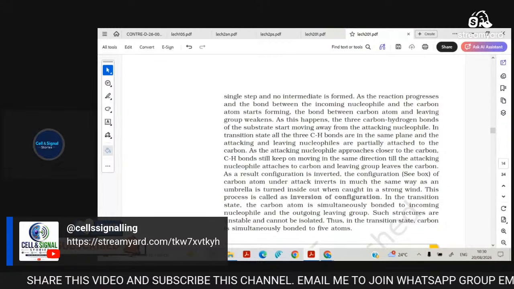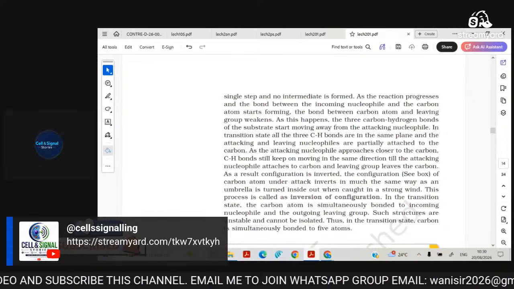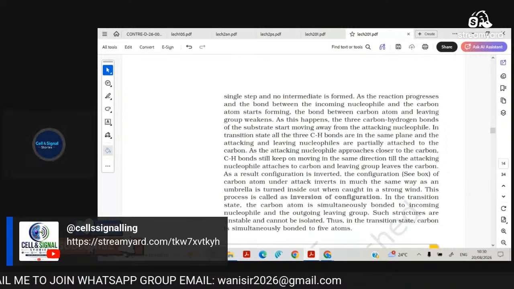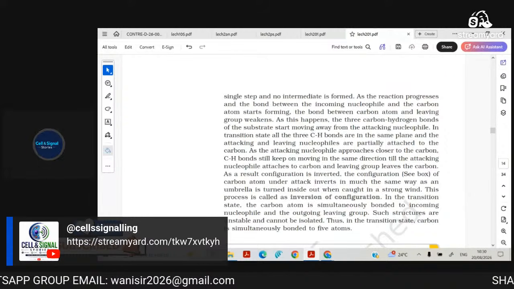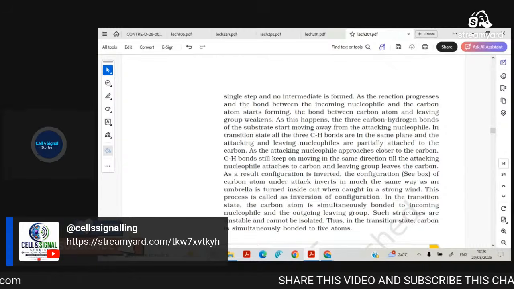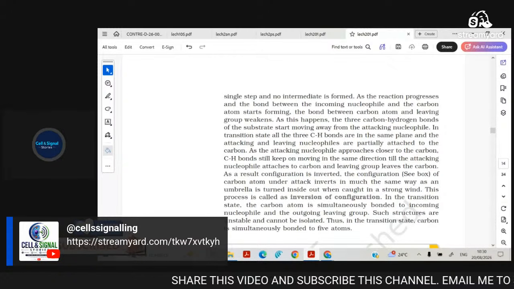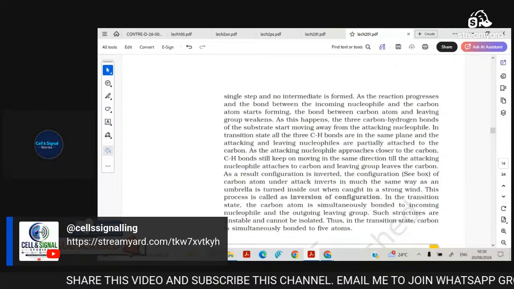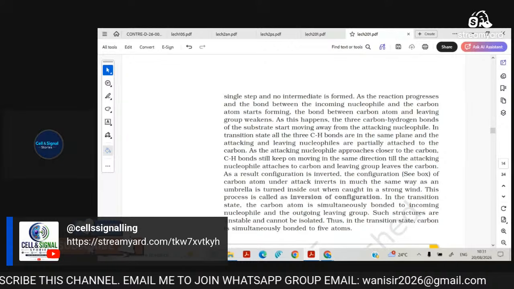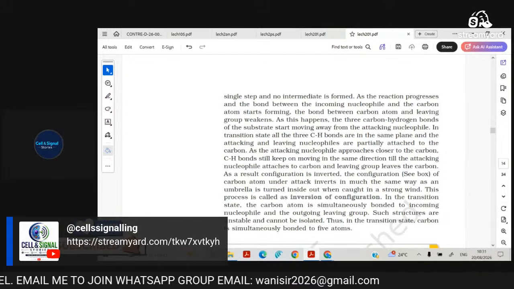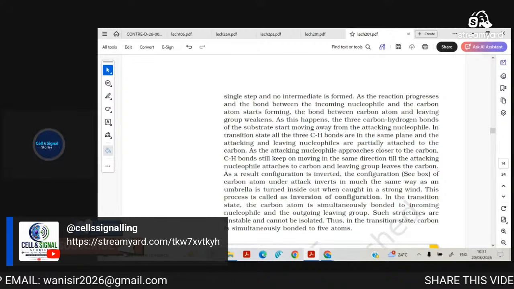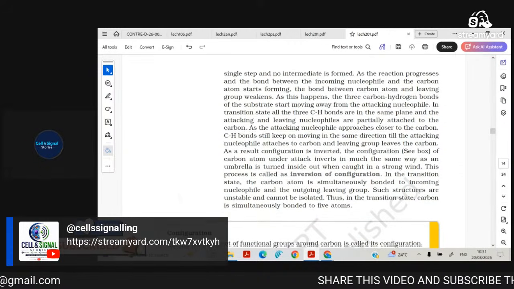So you must remember that in the SN2 nucleophilic substitution reaction, there is inversion of the configuration, and in this transition state the carbon atom is simultaneously bonded to the incoming nucleophile and the outgoing group. Such species are unstable and cannot be isolated, and thus in the transition state carbon is simultaneously bonded to five atoms. This is very scary. How is it possible? But it becomes possible here.